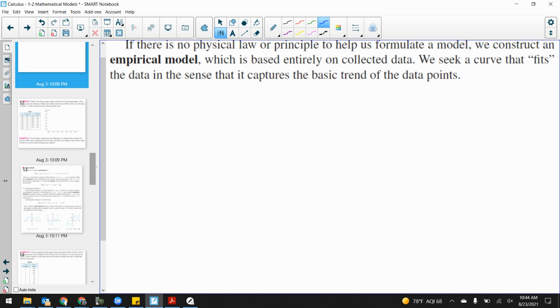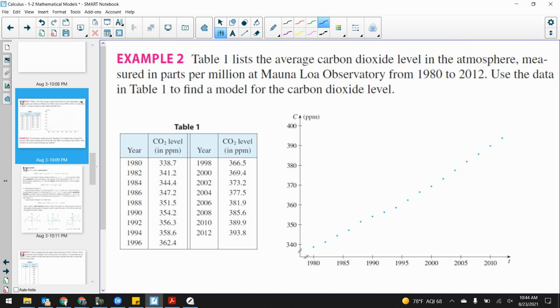I'm recording now. So based on this, Table 1 lists the average carbon dioxide level in the atmosphere measured in parts per million at Mauna Loa Observatory from 1980 to 2012. So we have carbon dioxide levels at Mauna Loa Observatory in Hawaii, and it looks like it's taken once a year from 1980 to 2012. Use that data in Table 1 to find a model for the carbon dioxide level.